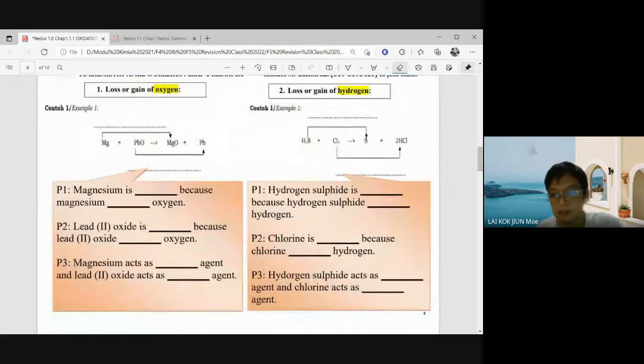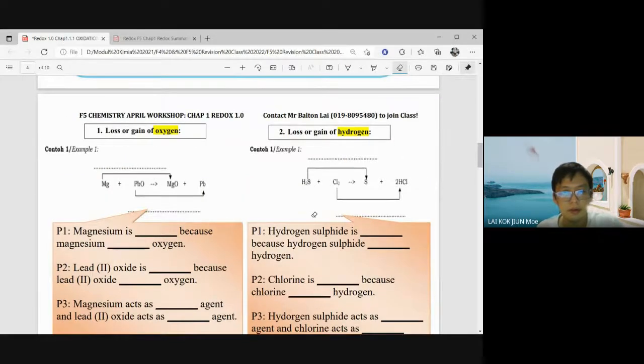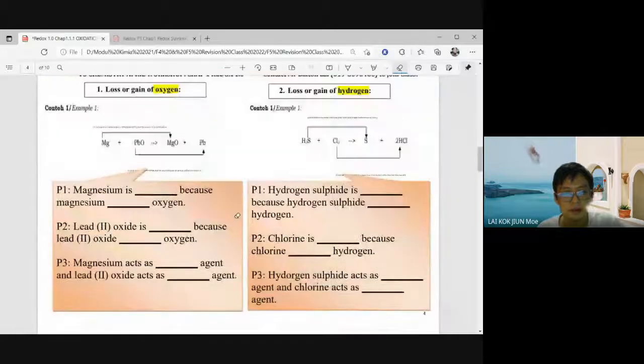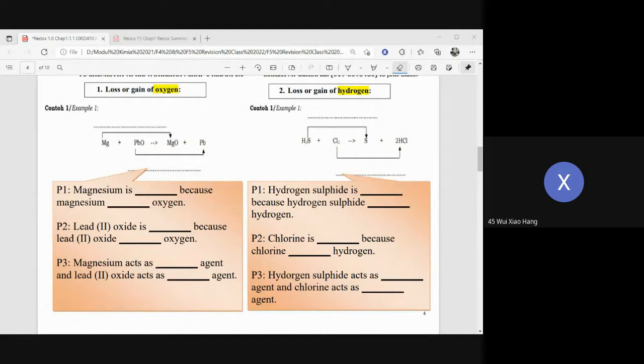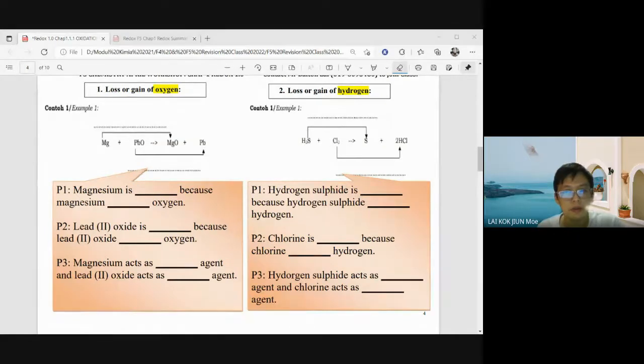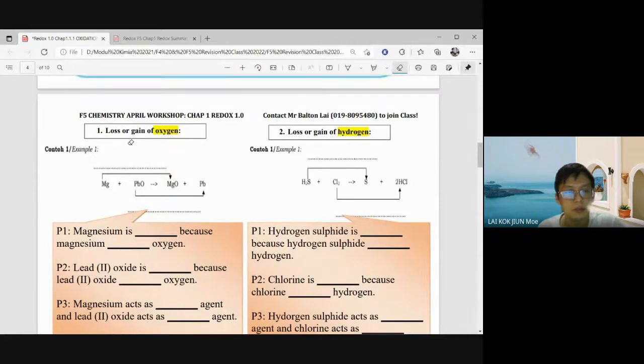Okay, thank you, Jialing. We will back to our friends here. Xiaohang, hello, Xiaohang here. Very fast because all these concept. Okay, Xiaohang, very fast. We go through. So this redox reaction, we can explain in the first definition, loss or gain oxygen, right? So can you complete the point 1 here?